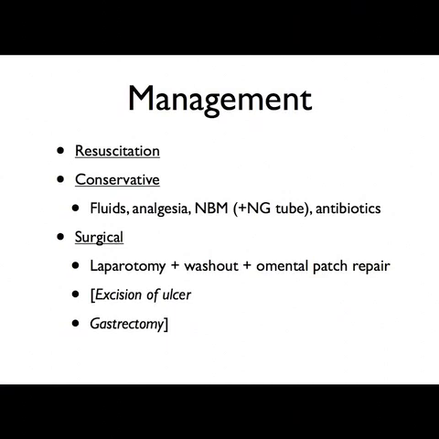Okay. So as part of this conservative thing, you do the normal kind of stuff. So fluids, analgesia, nil by mouth plus an NG tube. You'd also want to give them antibiotics because, as we said, having a perf significantly increases your risk of intra-abdominal sepsis and septicemia in general. Surgical techniques, the most important one is a laparotomy with washout of the abdomen to get rid of all the blood, gunk, acid, etc., and then to do an omental patch repair of the ulcer. Other alternatives include excision of the ulcer and, if severe enough, a total gastrectomy.